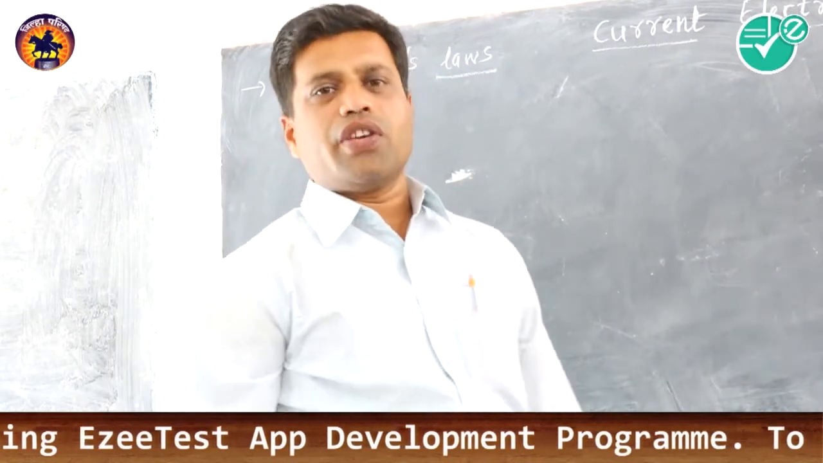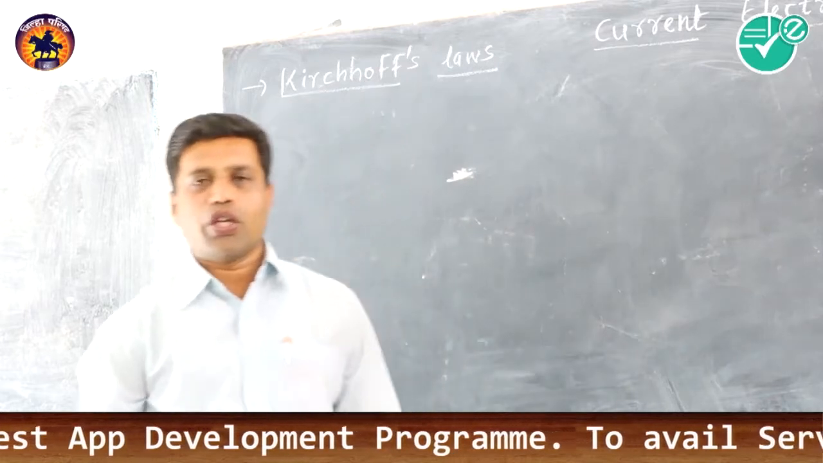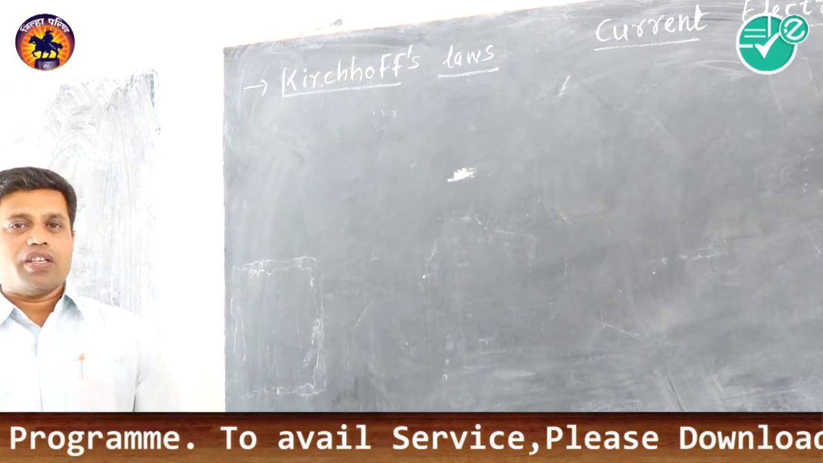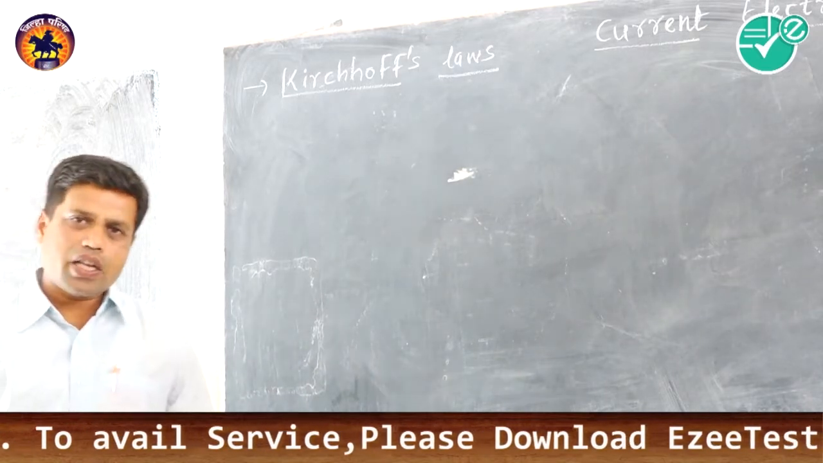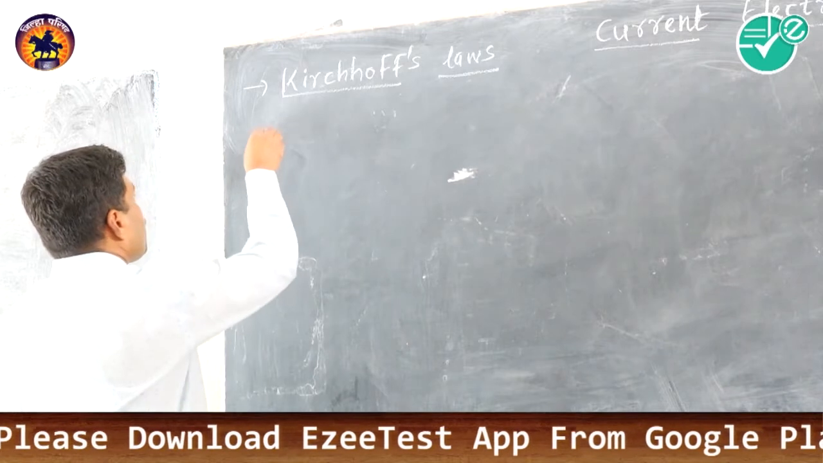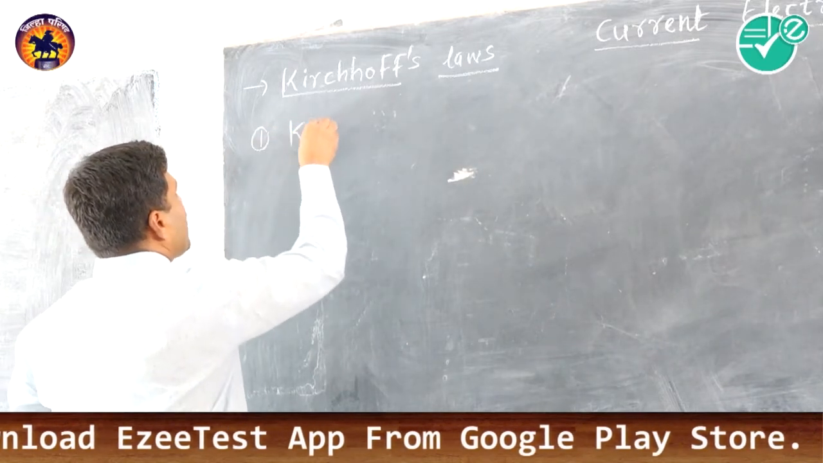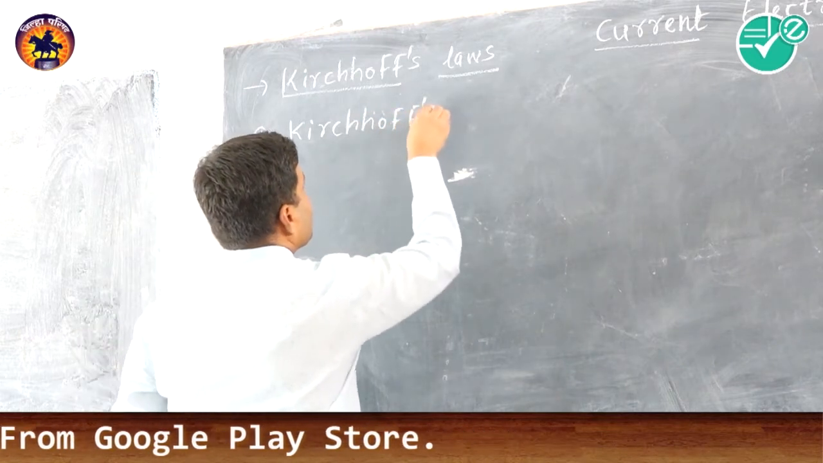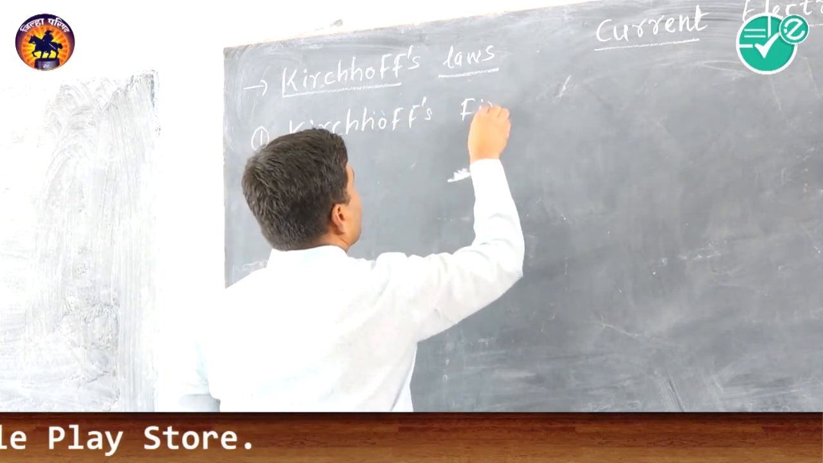Kirchhoff has given two famous laws, Kirchhoff's first law and Kirchhoff's second law. We will take them one by one. Kirchhoff's first law is also called Kirchhoff's current law. So we will take Kirchhoff's first law first.